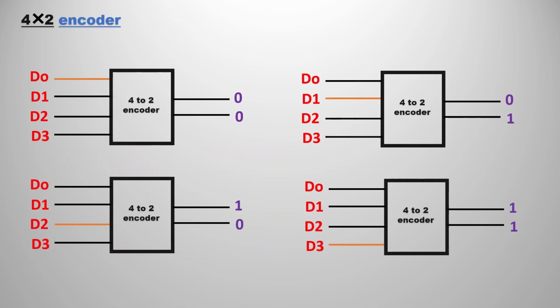This is the overview of the 4 cross 2 encoder, with all four possible combinations. If you pass input in D0, you get output 0 0. If you pass input in D1, you get output 0 1, that is 1 in decimal. Next, if you pass input in D2, the output is 1 0, that is 2. If you pass input in D3, the output is 1 1, that is 3. The same applies to the 8 cross 3 encoder as well.